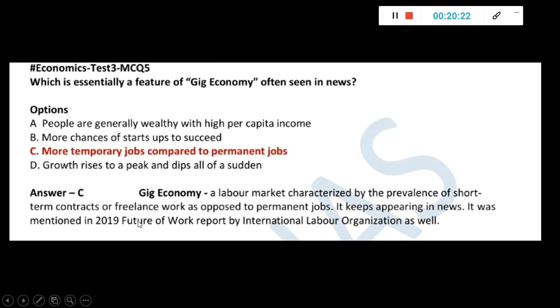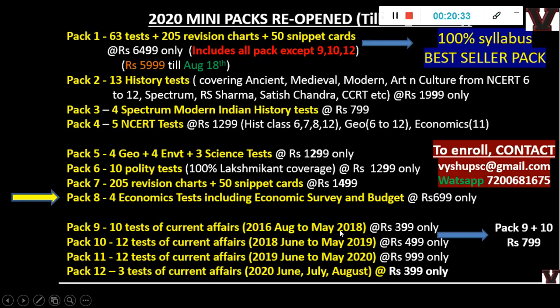So here, as you see, the 2019 Future of Work report by the International Labour Organization was also mentioned. That is why it is important. Maybe UPSC will ask about this report also. Please see to it that you answer them. Okay, so that was the 10 questions for today.